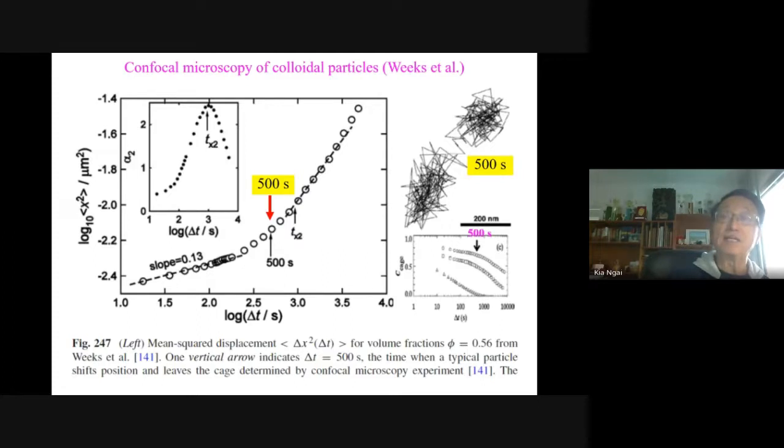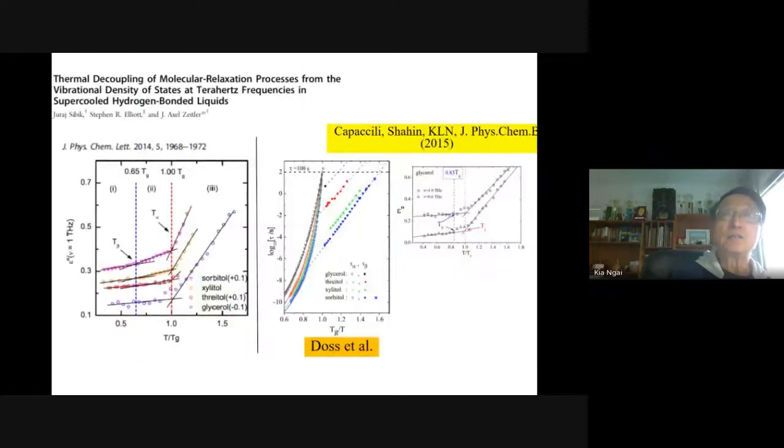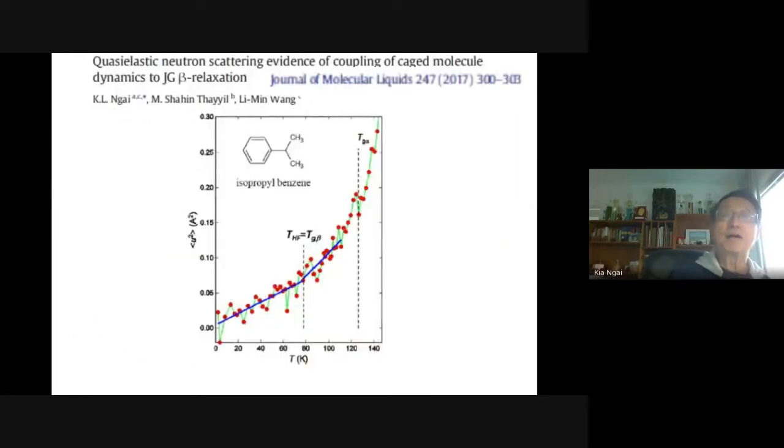So everything like that. One figure only to show. I show, of course, the one I did with Shaheen. This is the neutron scattering of isopropyl benzene. You see the mean square displacement has two cuts. The first one is the JG beta. This is exactly the JG beta at the so-called glass transition temperature.